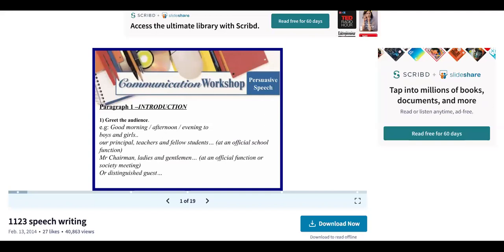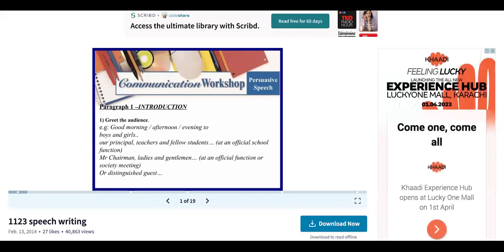They've said good morning, afternoon, evening to boys and girls, our principal, teachers and fellow students, Mr. Chairman, ladies and gentlemen. The first example they've given is for a school function. The second is for an official function, or it could be distinguished guests. When you are writing a speech, there are so many types of speeches. Right now this is what they've given under persuasive speech, which is the most common type of speech. However, persuasive speech is not the only type.